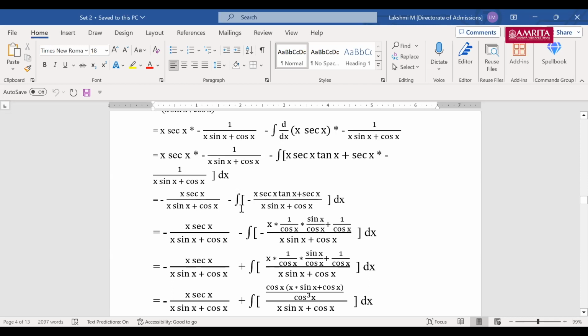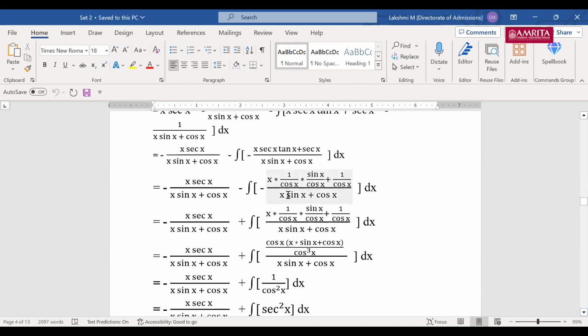Now you have to find an integral for this term. Here, what you need to think is that you need to reduce these terms so that you want to make it simplified. So substitute for sine and cos. When you substitute for sine and cos, the whole term of x sin x plus cos x can be cancelled. Once you cancel this, you will have a term called 1 by cos x square.